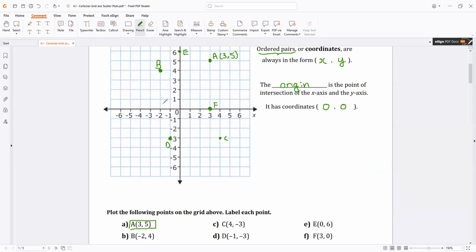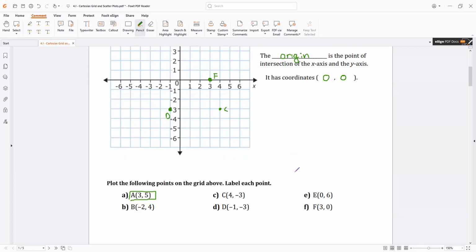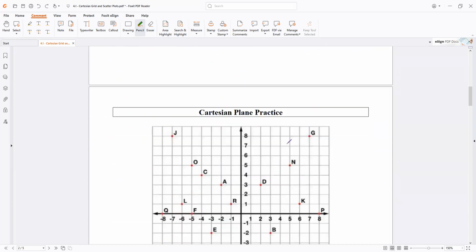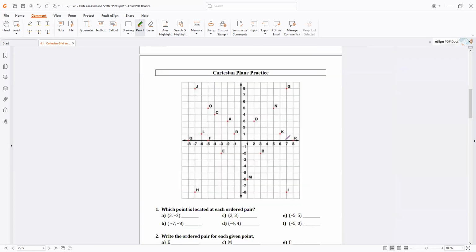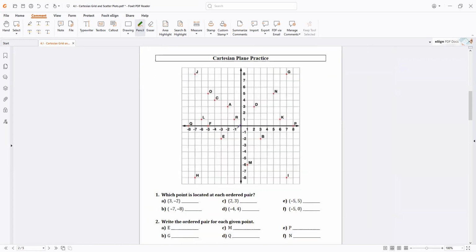Once you have corrected or you have checked off that you got everything correct, move on. If you didn't get something correct, because we're running out of time, just quickly circle something that you might not have gotten right and keep moving along with us in the video. Cartesian practice. Right? This is sort of like a search and find.